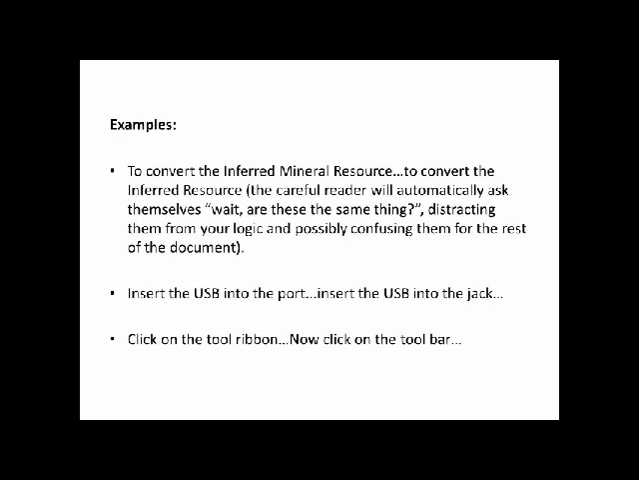Again, that might confuse people. We're talking about two different things. Ah, I found the ribbon, where's the bar? So just be aware of your vocabulary choice.